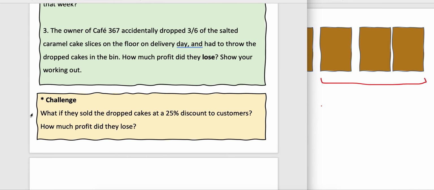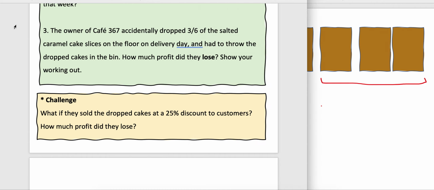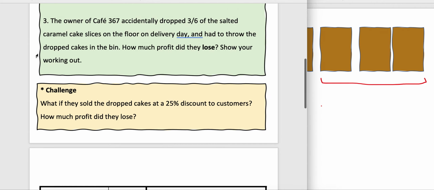And now onto our challenge. What if they sold the dropped cakes at a 25% discount to customers, how much profit did they lose then? So now we're saying that we sold these 3 cake slices at full price, but we sold these 3 slices, the dropped cakes, at a 25% discount. Okay, so that is our challenge.